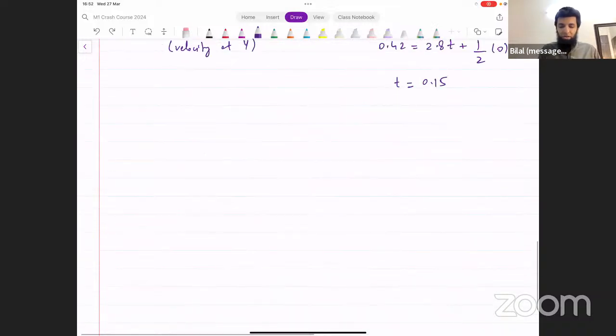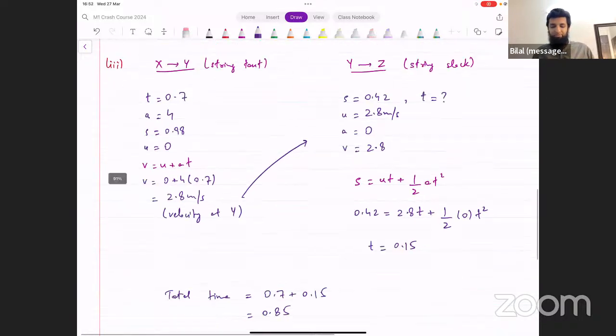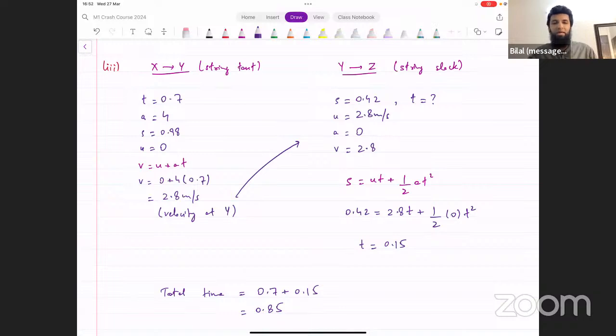So what's the total time taken for B to reach the pulley? It's 0.7 plus 0.15, which is 0.85 seconds. That's the total time taken for B to reach the pulley. Does that make sense?